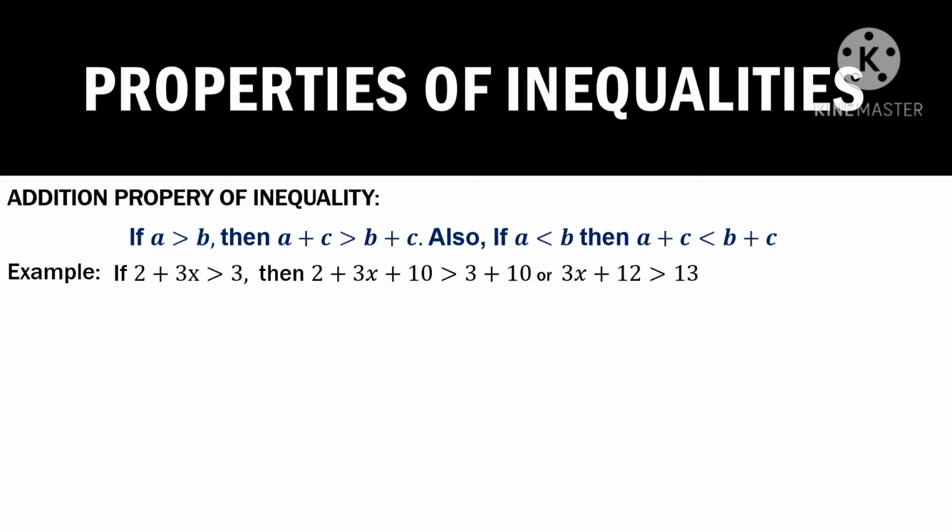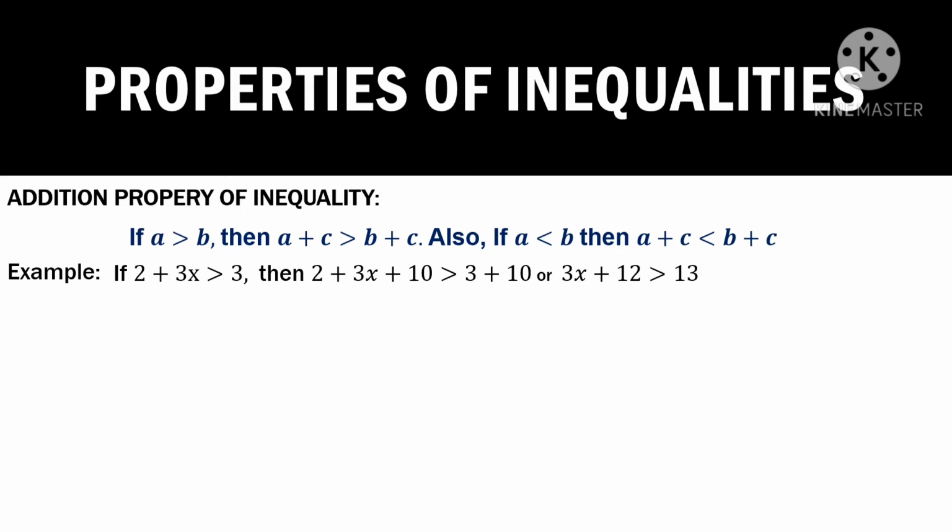So, for example, if you have 2 plus 3x greater than 3, then 2 plus 3x plus 10 is greater than 3 plus 10. Kasi you add the same number in both sides of the inequality. You add 10 on the left side and you add 10 also on the right side. So the inequality will not change. So if you simplify, you can write this one as 3x plus 12 kasi you have 2 plus 10, 12. Then you have there 3x. Then 3 plus 10, you have 13. Okay, so that is what we call addition property of inequality.